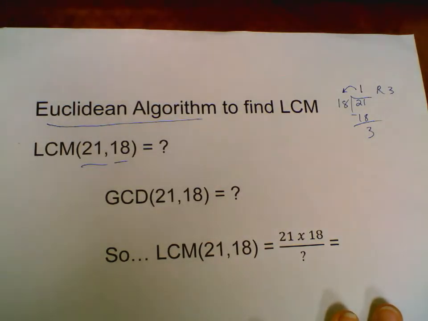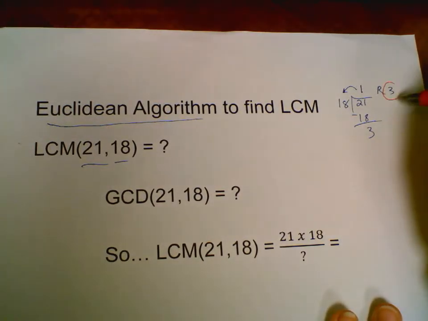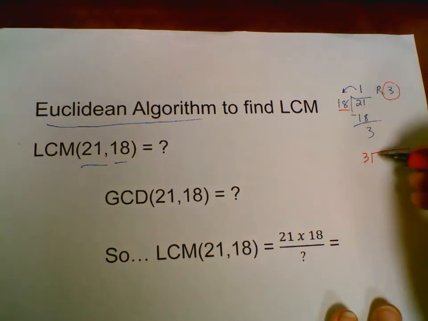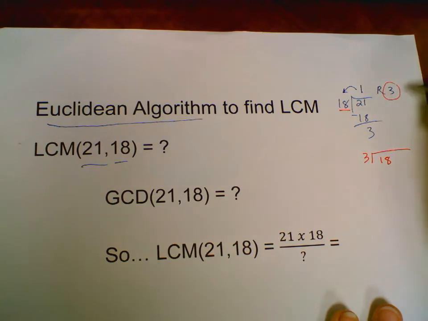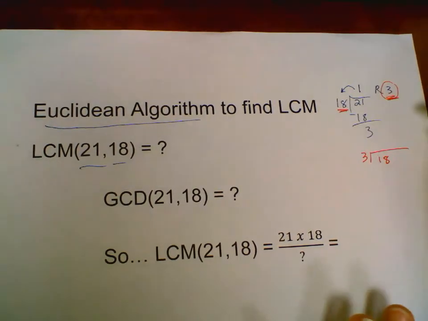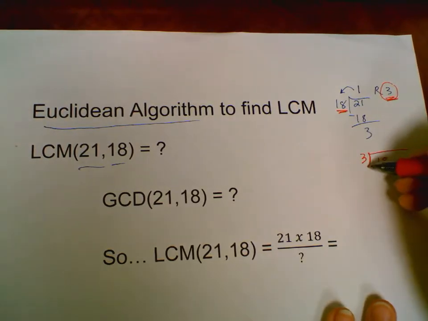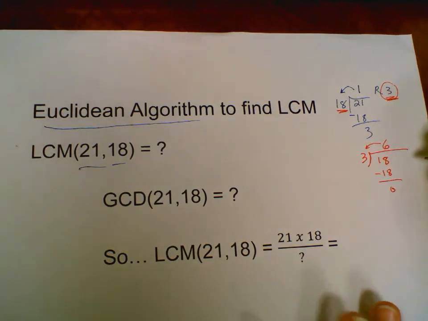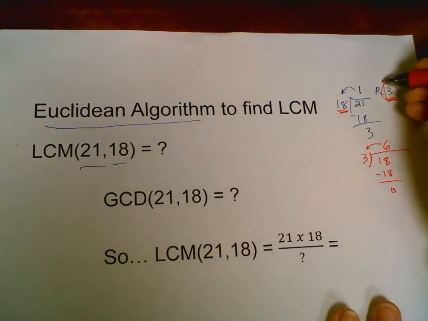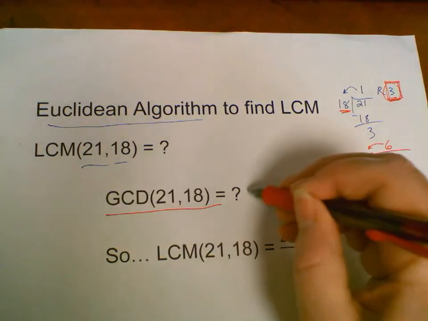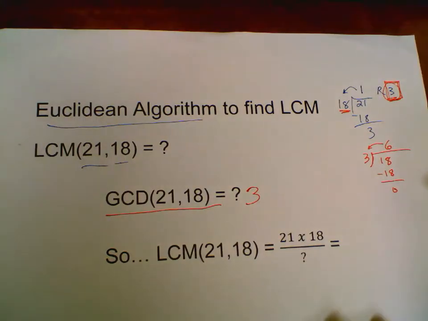Here's the part that's tricky. Take the remainder and divide it into the previous divisor. I'll say it again. Take the remainder and divide it into the previous divisor. 18 divided by 3 goes in 6 times. 3 times 6 is 18. Oh, good. There's no remainder. My answer is the previous remainder. No, that's just my greatest common divisor answer.